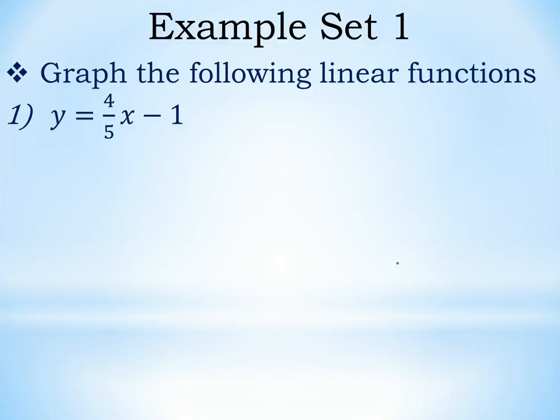So I want you to do this one on your own. Y equals 4/5 x minus 1. You're going to plot your y-intercept and then use that to go to your next point using your slope. So pause the video while you work that out, and I'll have the solution ready for you when you come back.